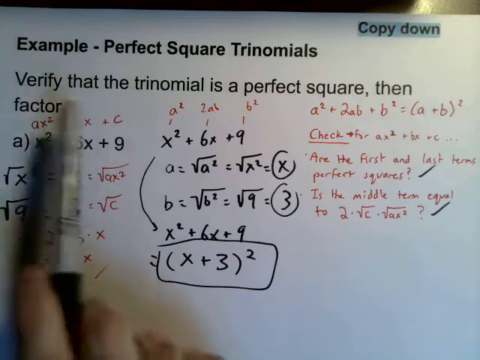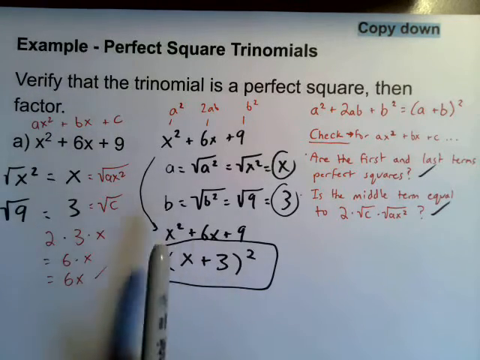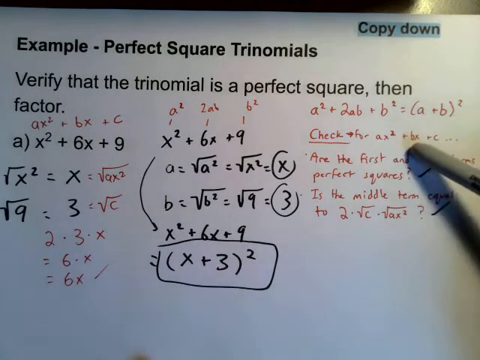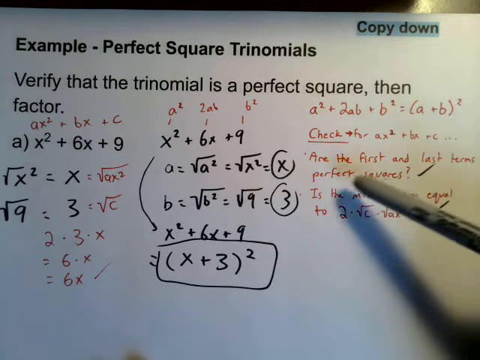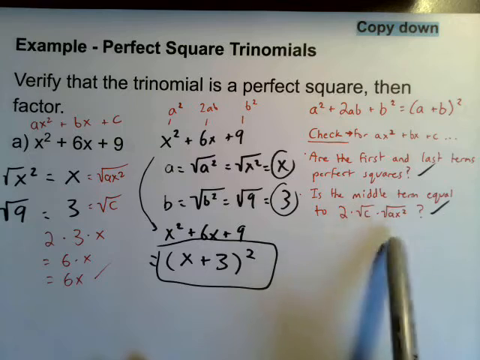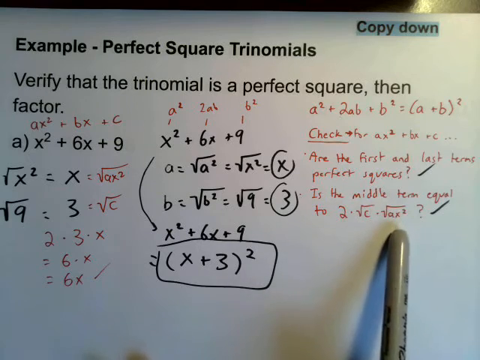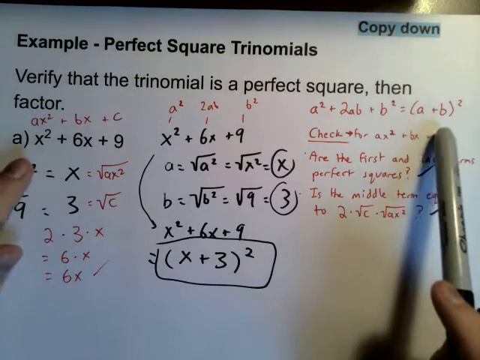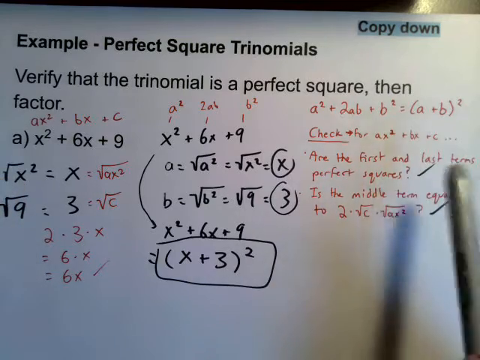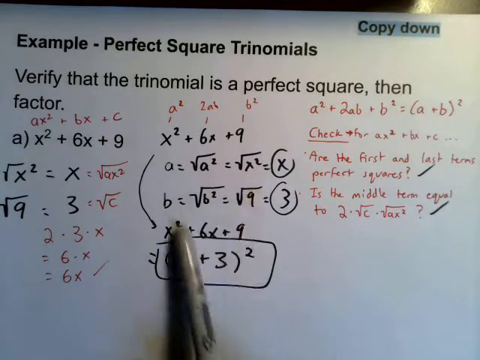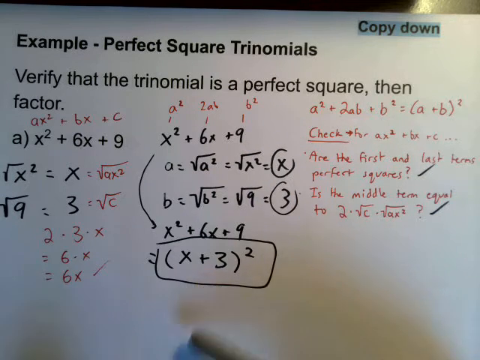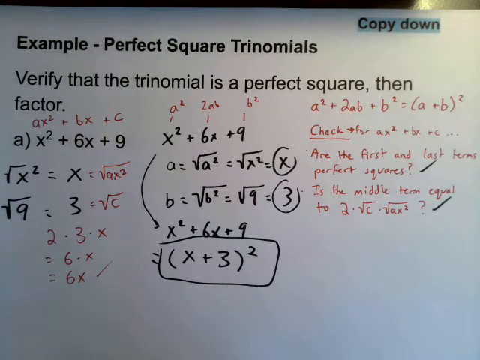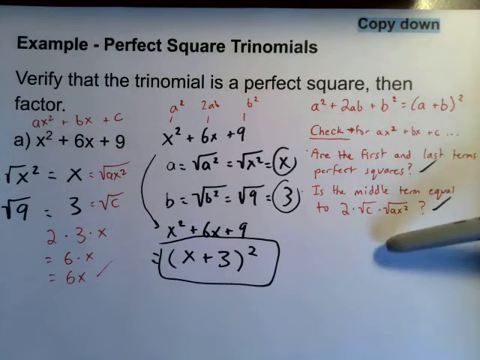That would be it. If you were asked to verify that it's a perfect square and then factor it, then you would have to do these steps and actually prove that the first and last terms are perfect squares and the middle term is equal to this. So the stuff in red is our verification. The stuff that's in black is the actual factoring. So keep that in mind for whatever you're asked to do in a particular question, if you need to do the extra steps or not.